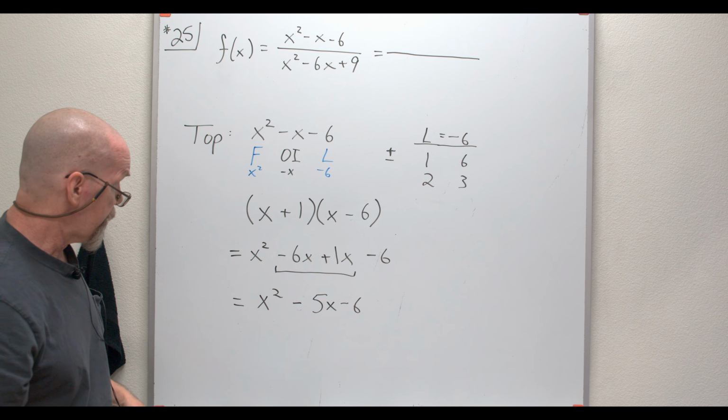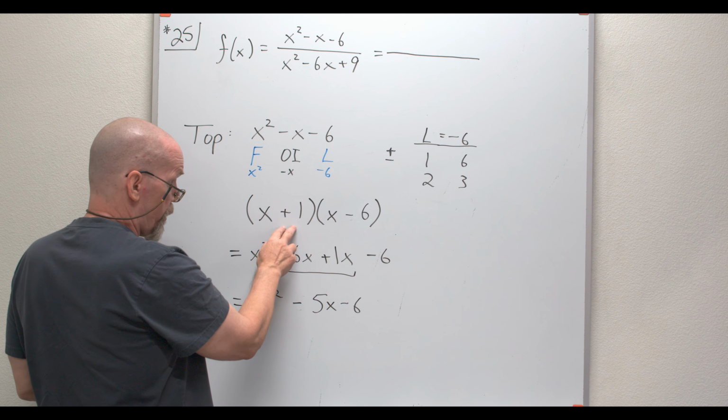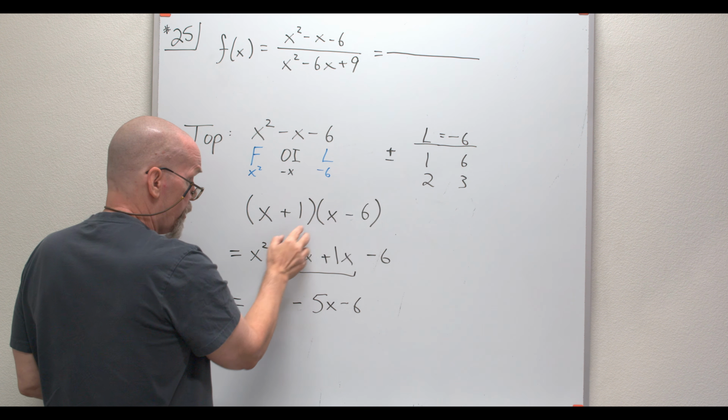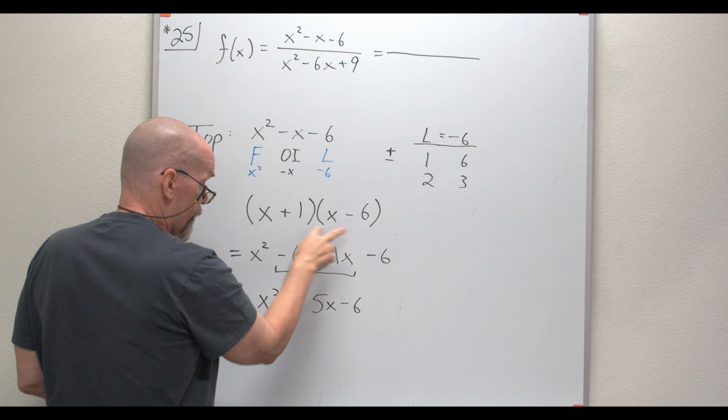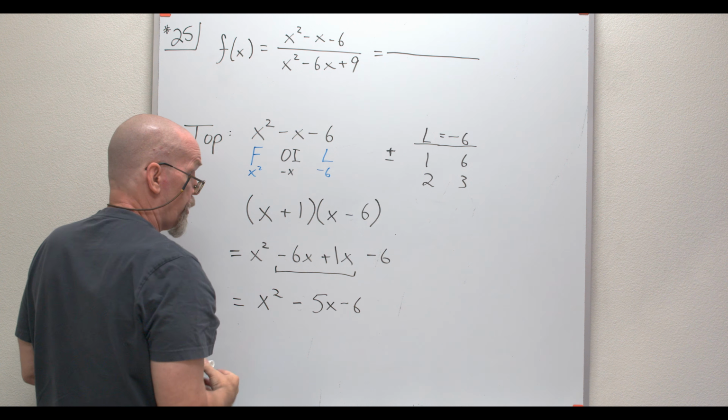So in this case, it doesn't work with the 1 and the 6. And if I turn it around and put the 1 here and the 6 there, we still have the x and the 1 linked together and the x and the 6 linked together. So the 1 and the 6 just won't be it.